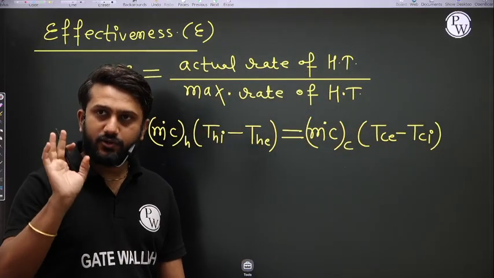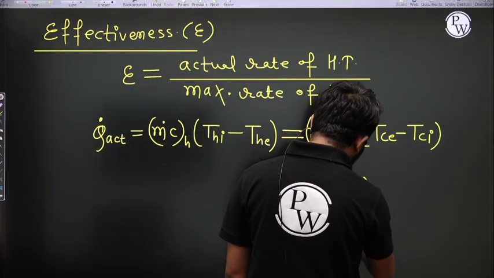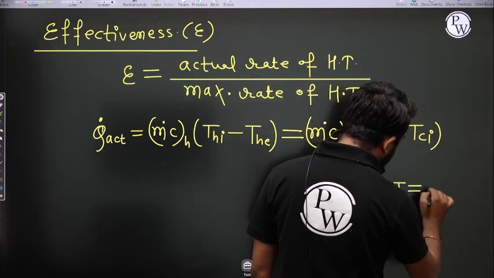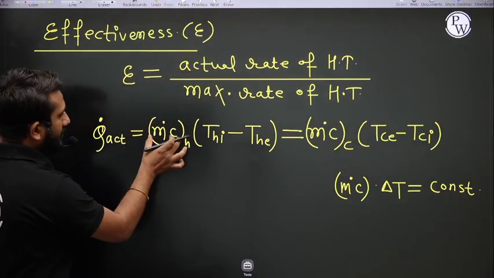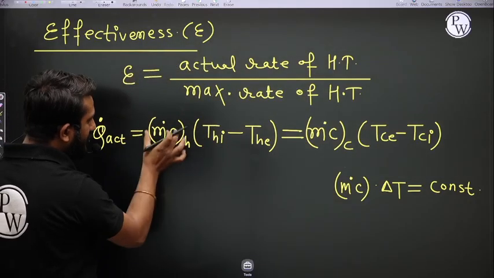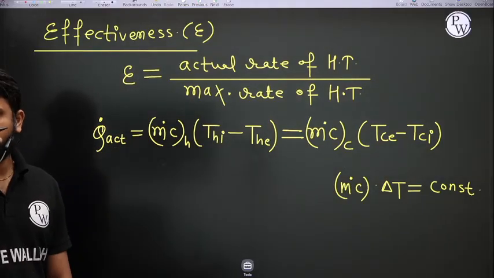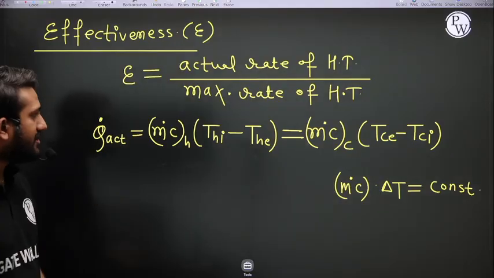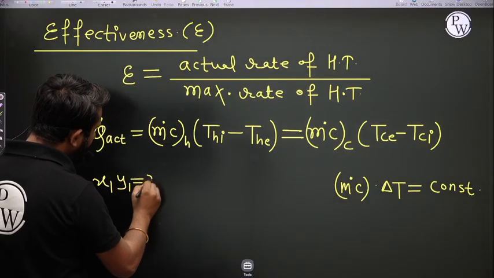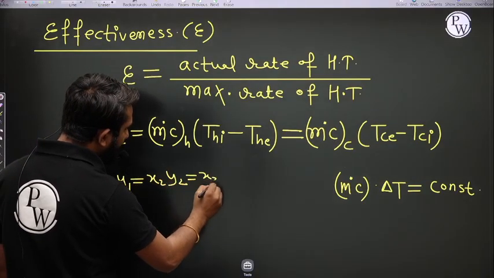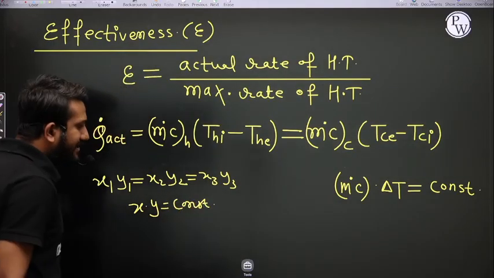And also remember that very beautiful concept. See, m dot c into delta T is constant. This is the m dot c, this is the m dot c, this is the temperature difference. So the product of heat capacity rate and the delta T is constant, because if I write x1 y1 is equal to x2 y2 is equal to x3 y3, what is the meaning of that? x into y is equal to constant.